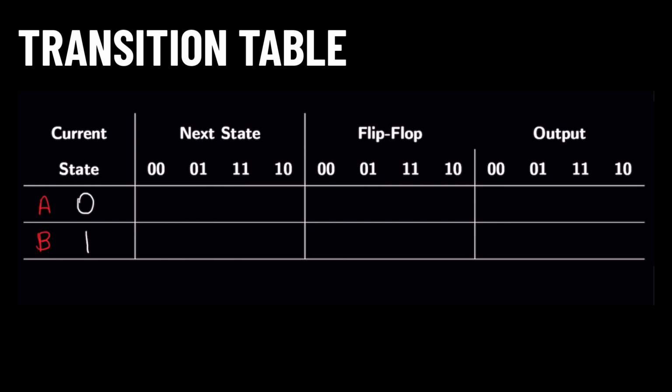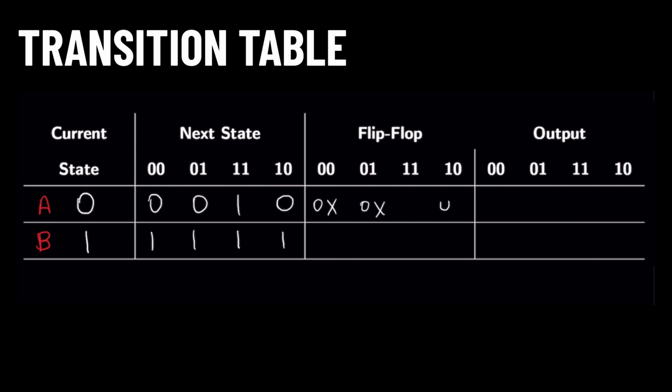The 0 row on the transition table corresponds to state A. When we're in A and XY equals 00, 01, or 10, the next state is A, and that's represented by 0. When we're in A and XY equals 11, the next state is B, and that's represented by 1. The 1 row on the transition table corresponds to state B. Regardless of the input value, we'll stay in state B, represented by 1.